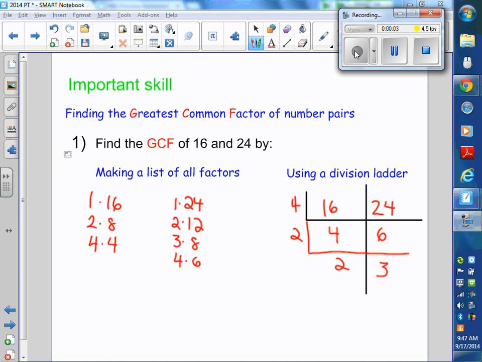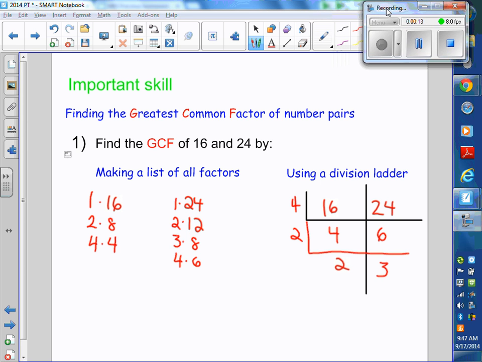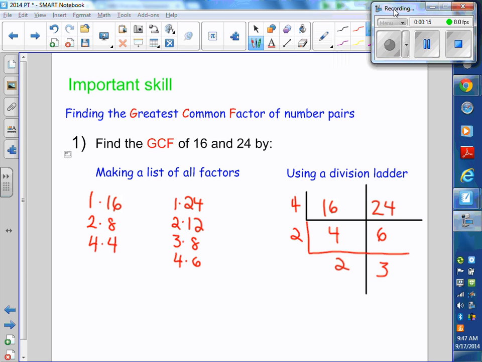Finding the greatest common factor and the least common multiple of numbers with the third method, which is using factor trees. The reason for this is the ladder method works great for pairs of numbers, but when you have three numbers, the factor tree method is the way to go because the ladder method doesn't work all the time. So just a quick review of the other two methods.